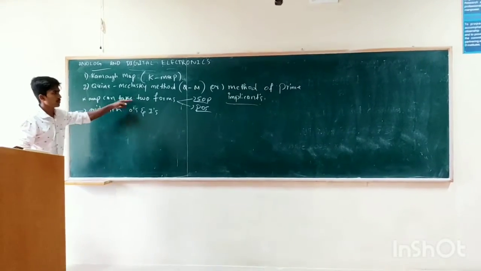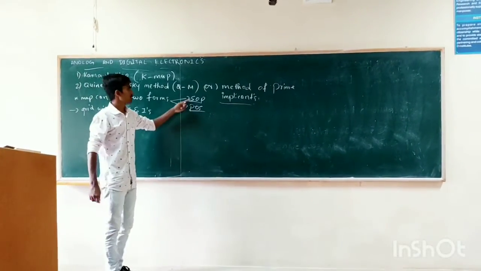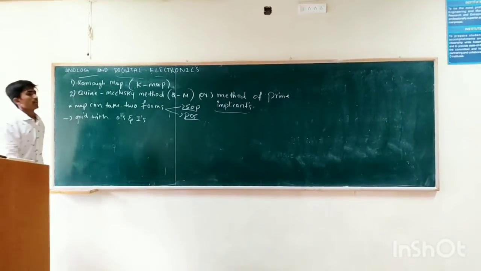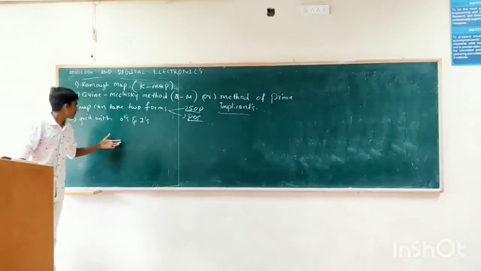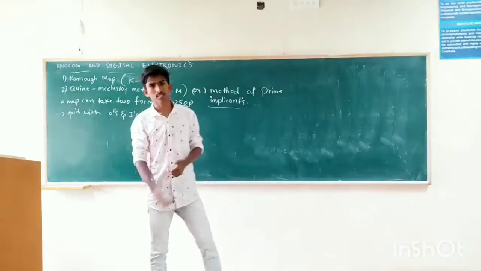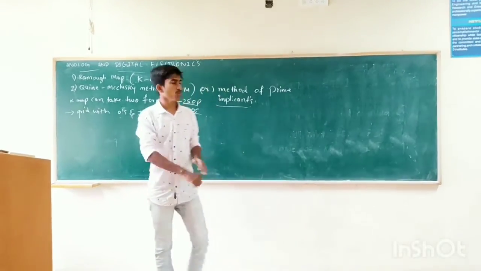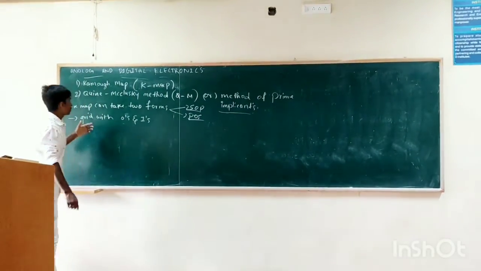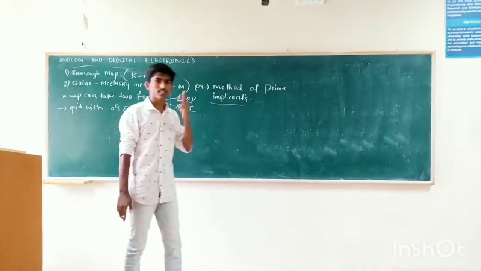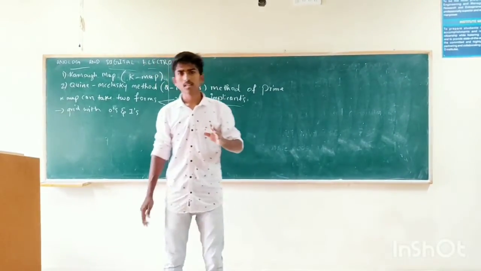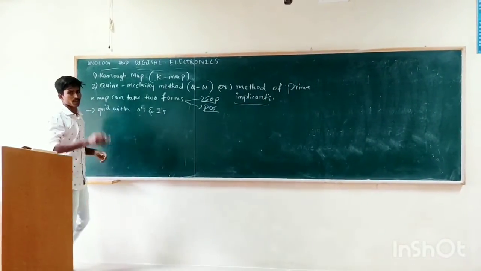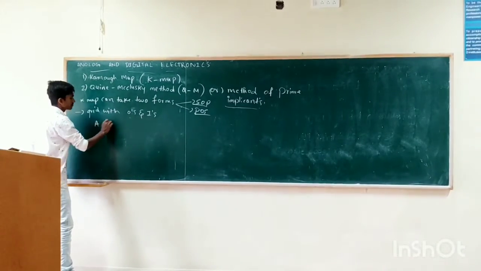K-map can take two forms: SOP and POS. SOP means sum of products, POS means product of sums. And we can fill the grids of the K-map with zeros and ones. Now I will explain how to write the K-map for 2 variable, 3 variable and 4 variable Boolean expressions. Okay, now let's take a 2 variable Boolean expression having 2 variables A and B.